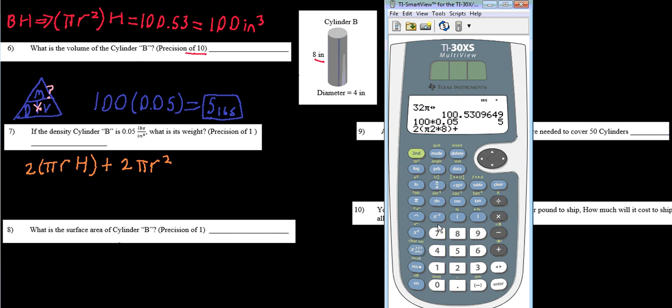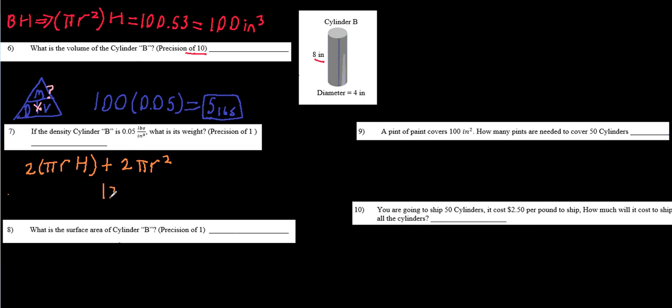And then I'll add that to 2 pi r, where r is still 2 squared. Again, we don't care about 40 pi. It says round to the nearest whole number, so I'm going to convert it. And so we get 125.7, which rounds up to 126. And it's a surface area, so it's inches squared.